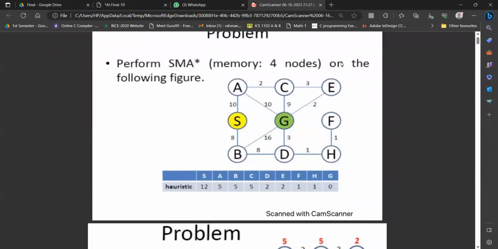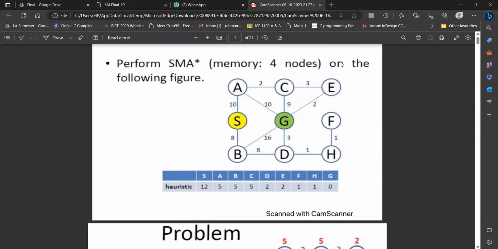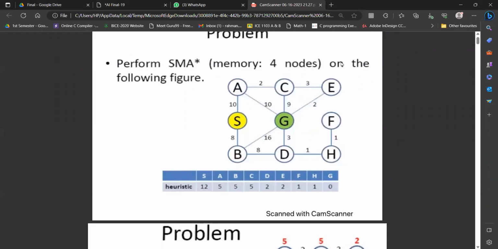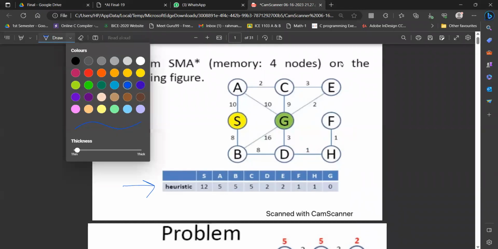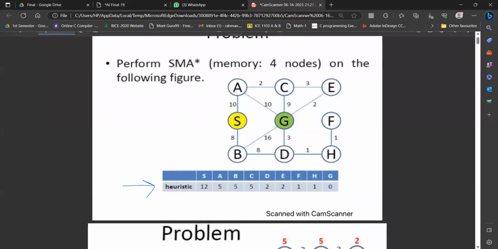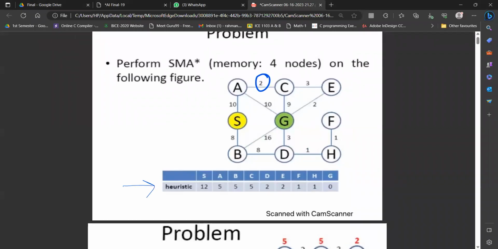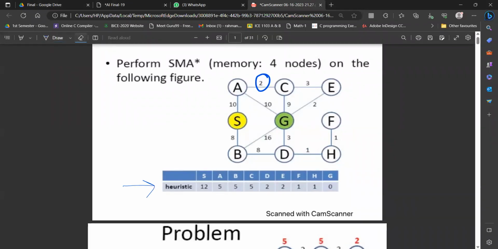All right, so we will be performing SMA star on the graph that's given. The heuristic values have been given. These are the heuristic values, and apart from that, the path costs are also given. So to begin with, the start node is S and our goal node is G.